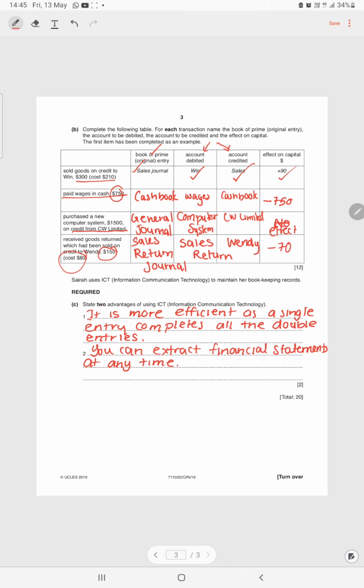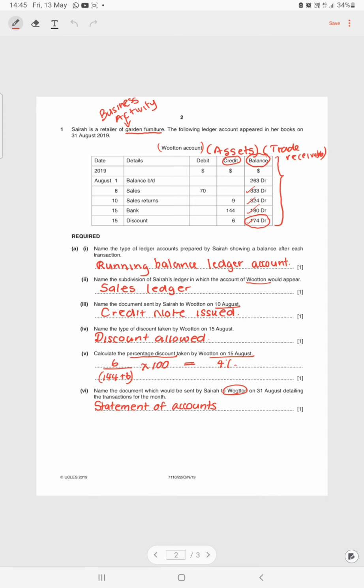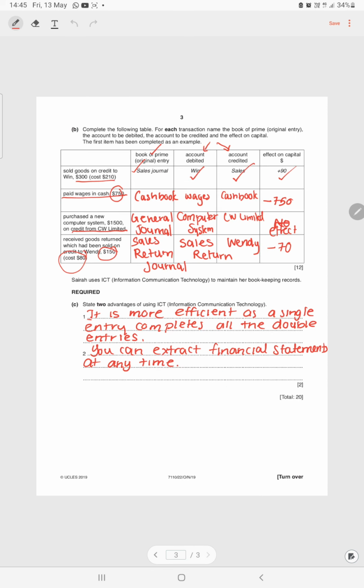Whether it's correct or not is up to the accountant, but if the accountant has recorded every transaction correctly, at any time you can extract a financial statement, an income statement of profit or loss, or a statement of financial position. Also, in a computerized system, every ledger account is a running balance account. It's always showing the most up-to-date ledger balance. So those are the benefits of ICT accounting.